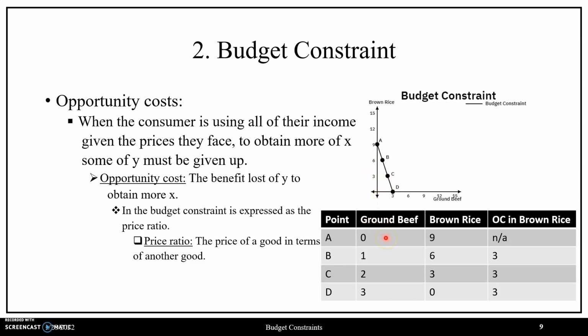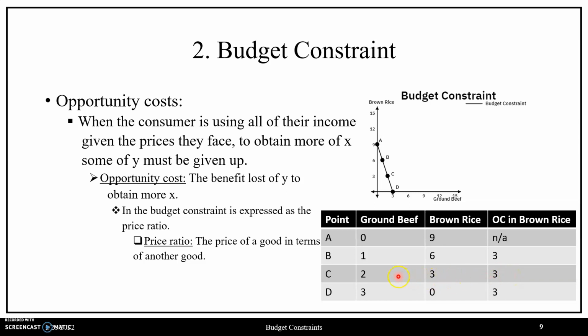Where in terms of our table representation, let us consider this going from A to B, B to C, and C to D. From A to B, the consumer is considering going from 0 ground beef to 1 ground beef, but to fully utilize their resource of income, this entails going from 9 brown rice to 6 brown rice, such that the opportunity cost expressed in terms of brown rice is 3. Doing the same from B to C, going from 1 ground beef to 2 ground beef, entails going from 6 brown rice to 3 brown rice, such that once again the opportunity cost is 3 brown rice.